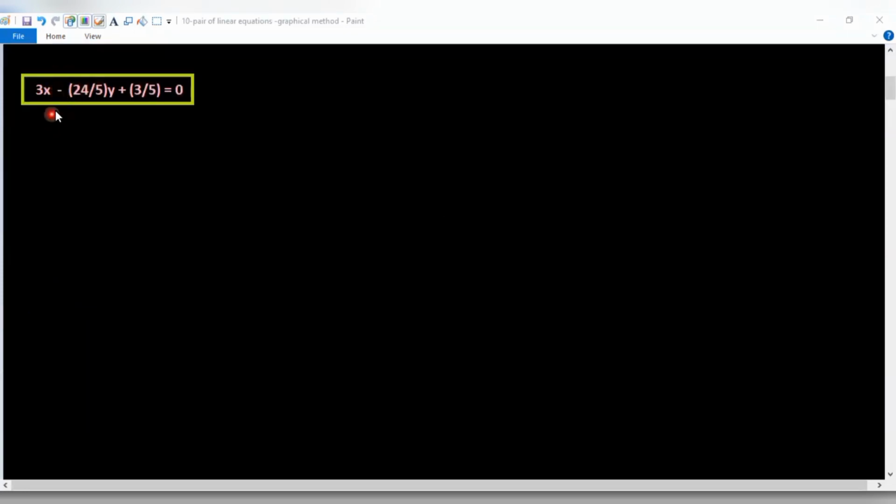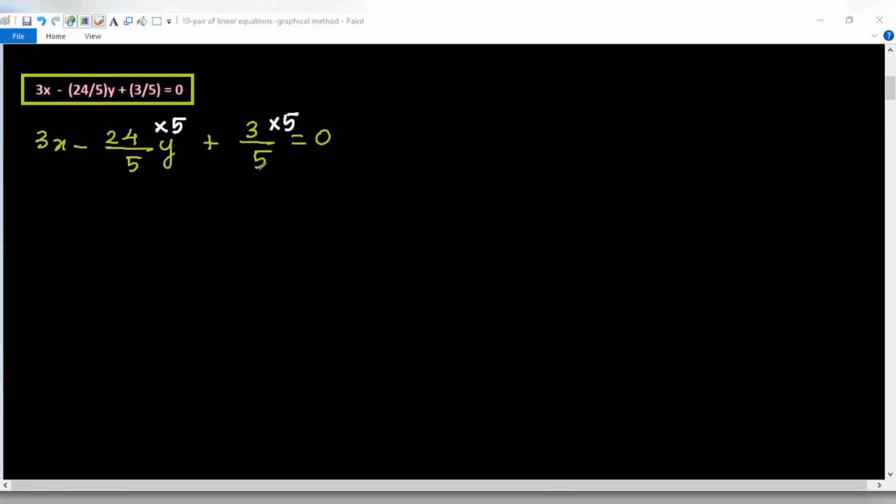This is the second equation given. See, it is like 3x minus 24 by 5 y plus 3 by 5 equal to 0. Here we have two fractions, right? Both of them having the same denominator 5. Okay, so let us make here also a denominator 5. See, the first term is not having any denominator part. So if we have it, we can cancel throughout, right? Or for removing the denominator from here and here, we have to multiply by 5, right?